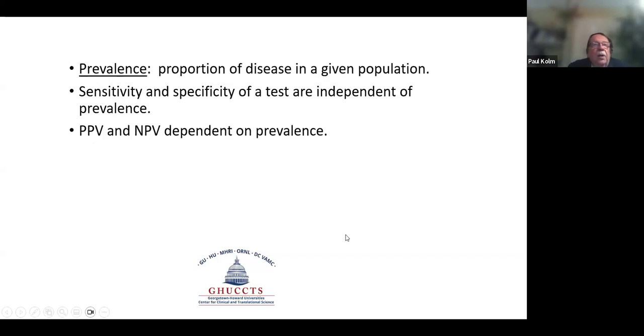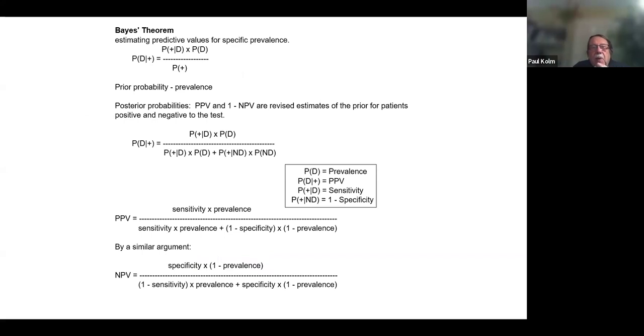So what we may not know, or what may be different in different populations, is the prevalence of the disease. Sensitivity and specificity of a test are independent of prevalence. However, the predictive values, both positive and negative, are dependent on the prevalence. And so what we're going to do is use Bayes' theorem to estimate the predictive values given different prevalences.